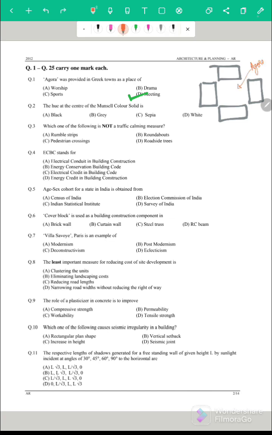Second question, the hue at the center of the Munsell color solid is. So first let me explain what is a Munsell color system. Munsell has three-dimensional attributes which are called hue, value and chroma, and according to the color they vary independently.